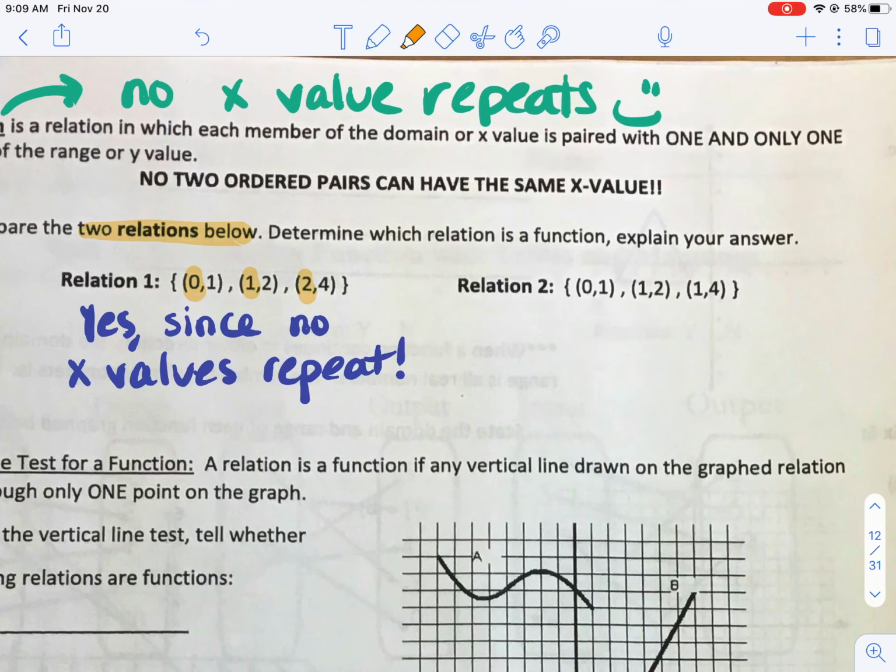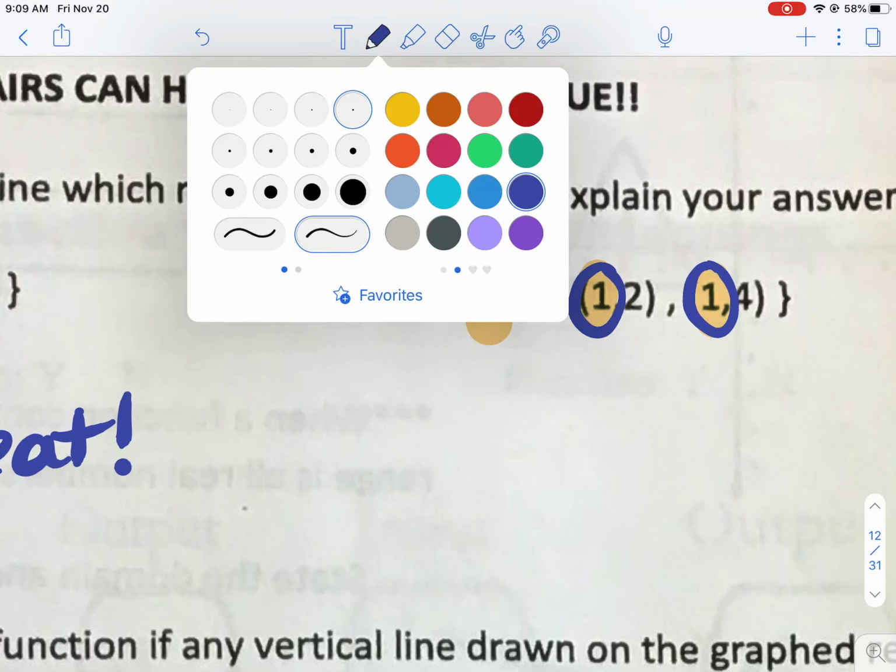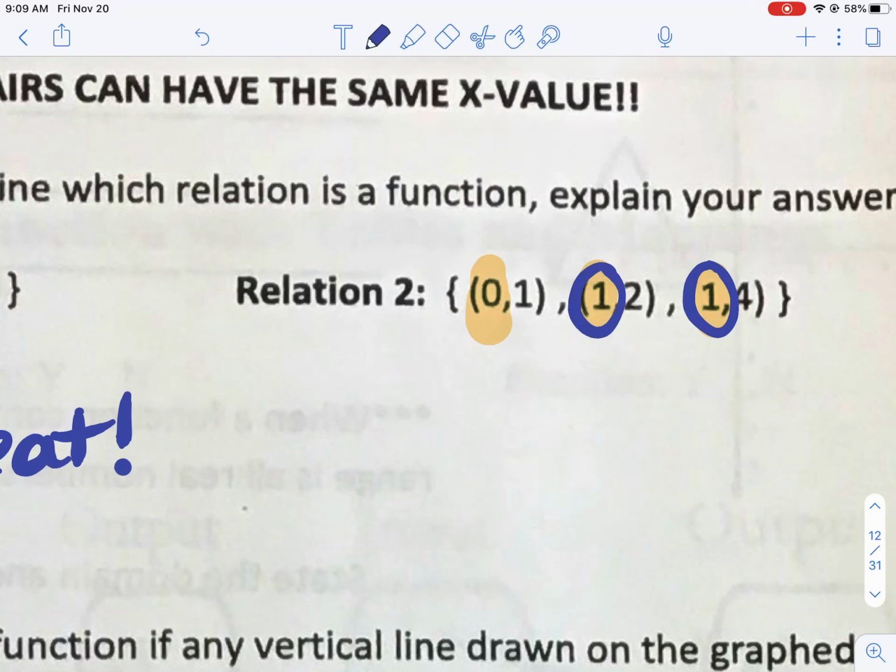Okay. Now let's look at our second relation. Again, I'm going to focus on my x values, 0, 1, 1. Here I see that we have 1 repeating. So that means this is not a function, because the x values do repeat.